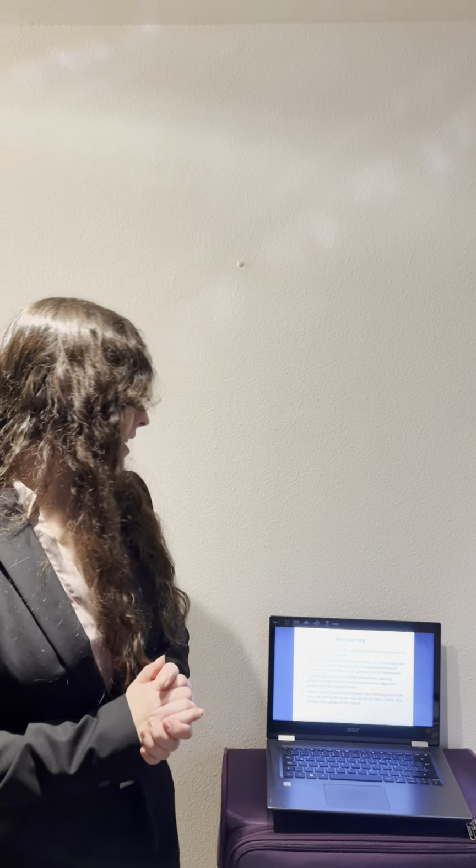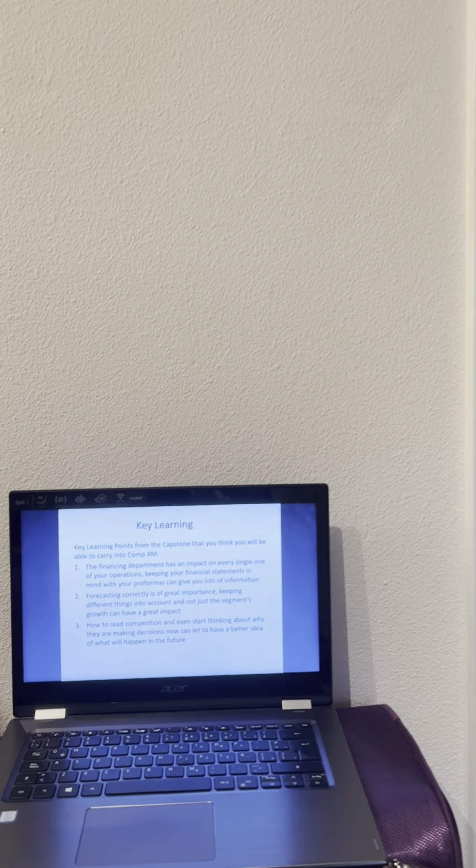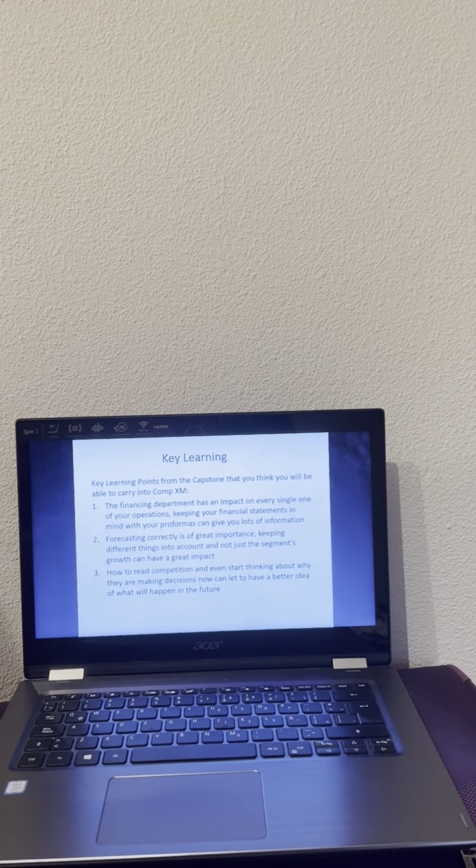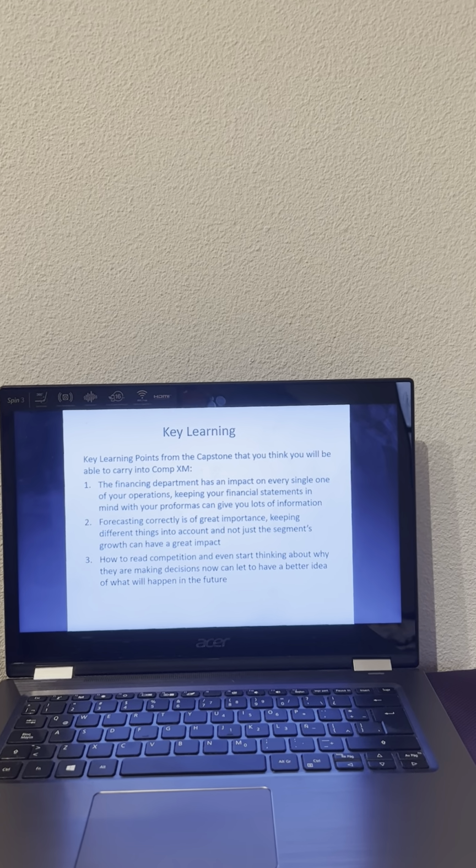Now, for key learnings of what I learned in Capstone and how that will change me in CompXM, we have three main points. The first one being the financing department and its impact on every single one of our operations.